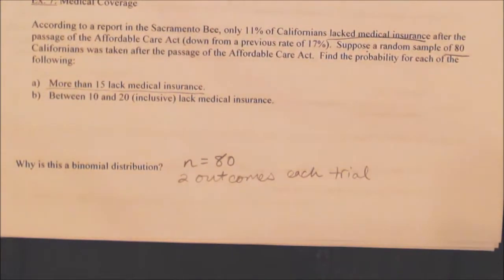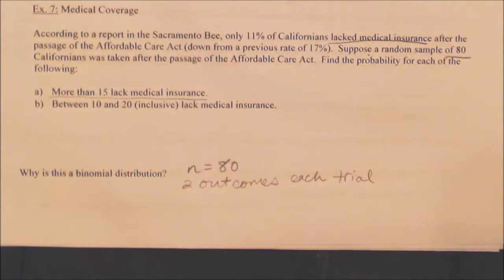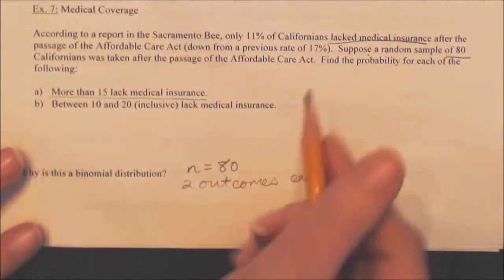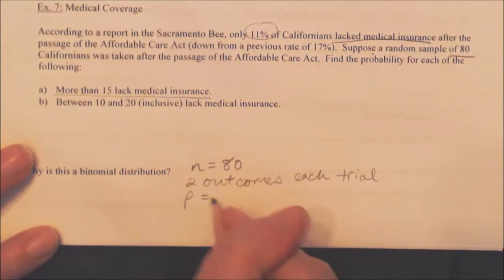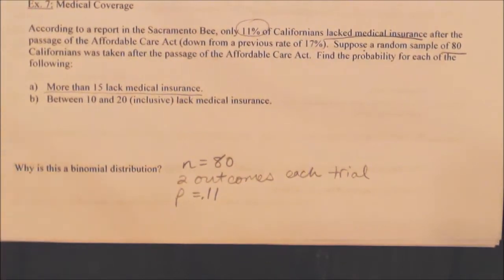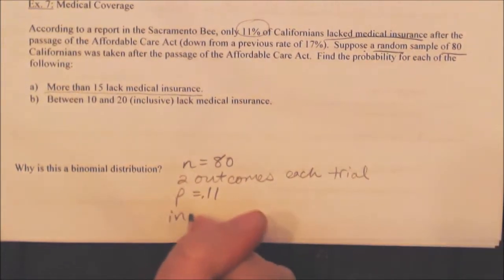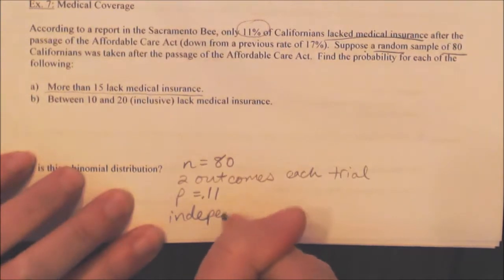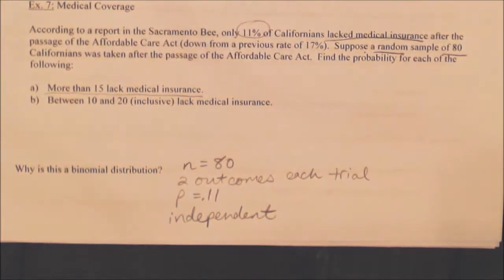The probability of success on each trial has to be the same. So what is the probability that somebody randomly selected will lack insurance? That's the 11% that they gave us as a statistic. So p is going to be 11%, so I'm going to put 0.11. And the trials have to be independent, and of course they are, because they said it was a random sample. So the 4 conditions are met for us to see that it's a binomial distribution.